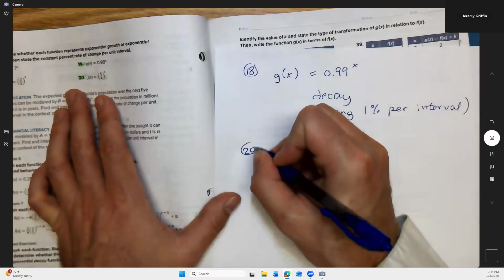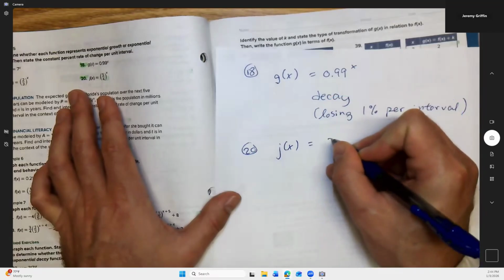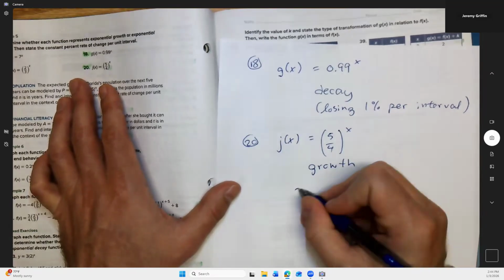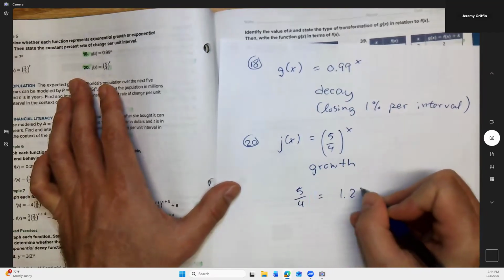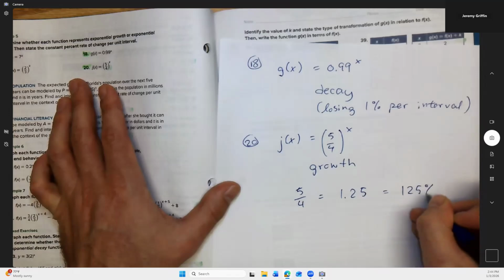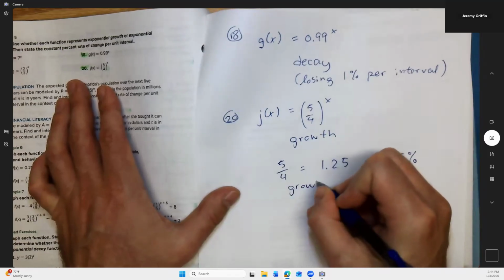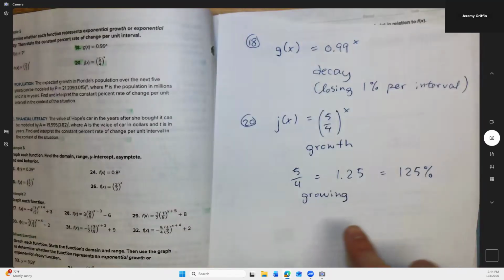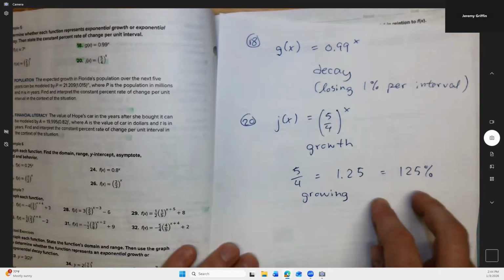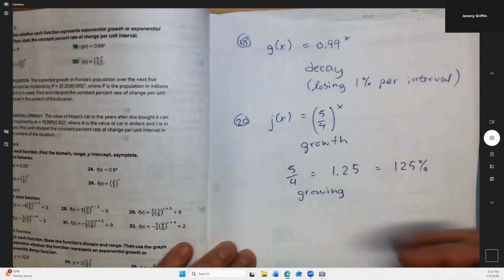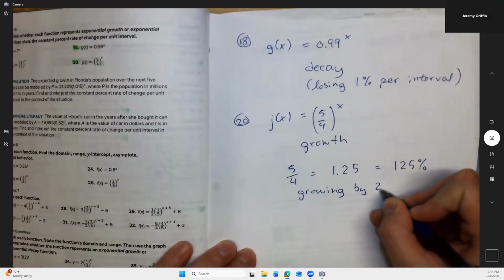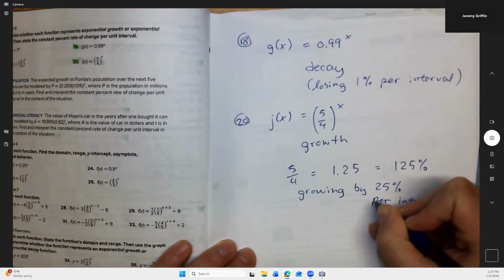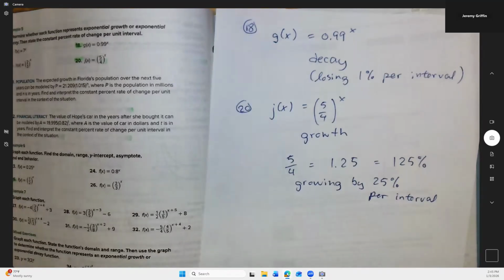For number 20, j of x is 5 over 4 to the power of x. Well, it'd be growth. Now, 5 over 4, I know, is 1.25, or you could say 125%. So we're growing by, well, see, if this was equal to 1, there would be no change at all. So you have to subtract 1, or subtract 100% from the percentage, if you'd like to say how much it's actually growing by. And it's growing by 25% per interval, because you're always multiplying by 25% above the base value.